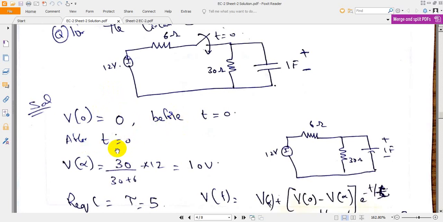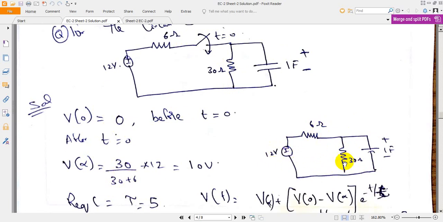Then after t is equal to 0, the circuit is closed. When the circuit is closed, V infinity is equal to 30 divided by... it means the circuit is like this. The circuit is short circuited. This is the circuit for t greater than 0.